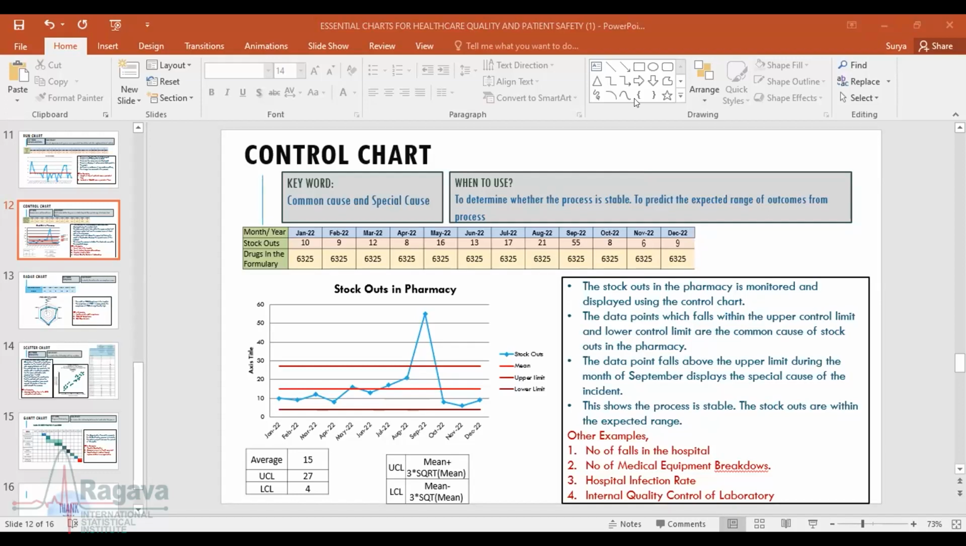Quality is not to satisfy NABH. This is to improve your organization and to improve your patient satisfaction. So if you want to improve patient satisfaction or improve our system, we should use the appropriate tool. We cannot choose a tool as per our convenience, ma'am.